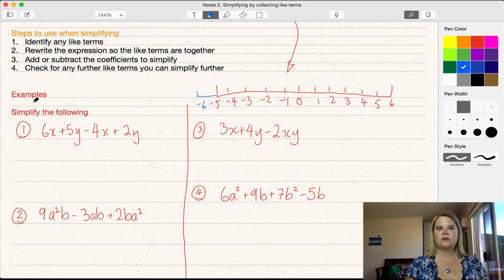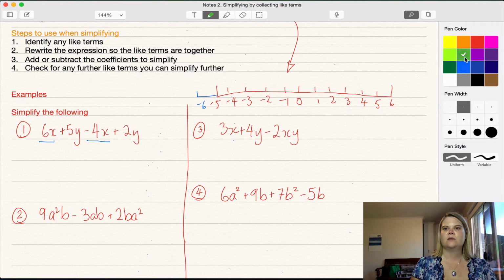Question 1. All of these examples say simplify these expressions. Question 1, 6x plus 5y minus 4x plus 2y. Step 1, identify your like terms. We've got an x term here, a y term, another x term, so these two are like terms, and another y term. So these two are like terms.